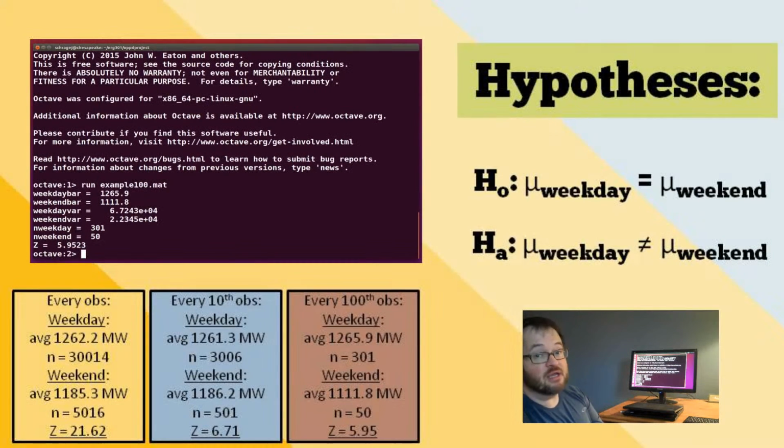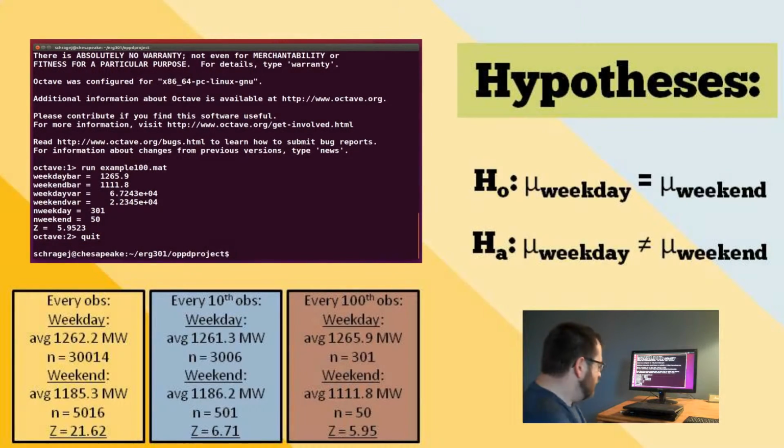We're less confident. Don't get me wrong, that value of z is still huge, 5.95. That's way out in the tail of the distribution, but nowhere near as far out as it used to be. We're still really confident that there's a difference between the electrical load on the grid on weekdays and weekends, but not quite as confident as before because the sample sizes are getting smaller. I only have 50 observations on the weekends. That was if we took every 100th observation.